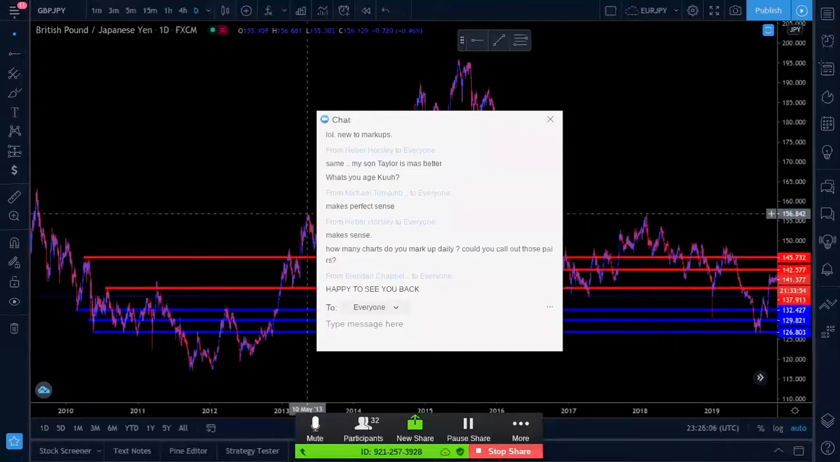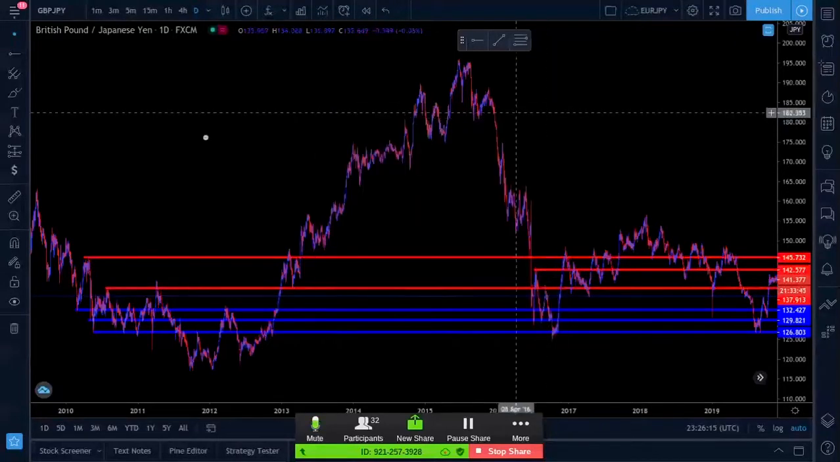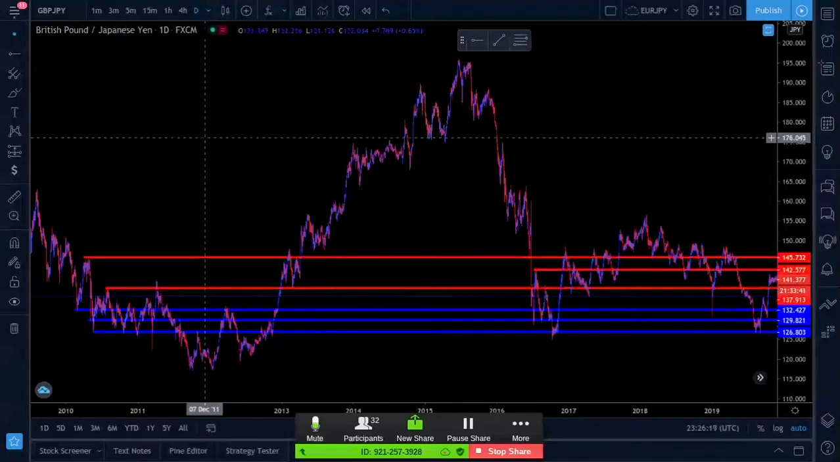How many charts do you mark up daily? I only trade the yens. I don't know if you guys have ever heard "jack of all trades, master of none." For those of you that are barely beginning, I highly recommend you stick to 1 to 2 pairs. When I started, I didn't fully understand why I would only trade 1 or 2 pairs when there's 10, 15 pairs I can choose from, not including commodities or the cryptos.